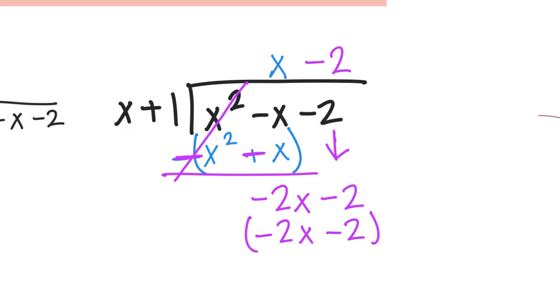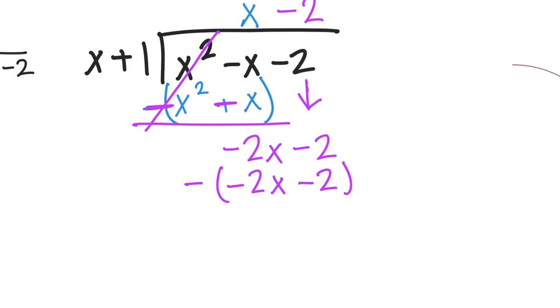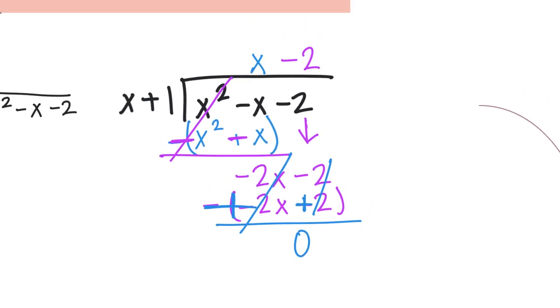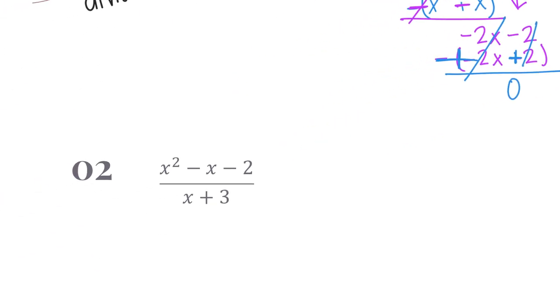And don't forget, I'm subtracting. What's going to happen with my signs? I'm going to change all my signs. Now this is going to become a plus sign, and this is going to become a positive. These are going to cancel out. And then what's negative 2 plus 2? 0. So in this case, I'm not going to have any remainders, and this would be my answer. Okay, you have to follow long division rules. All right, let's go ahead and look at example number 2.